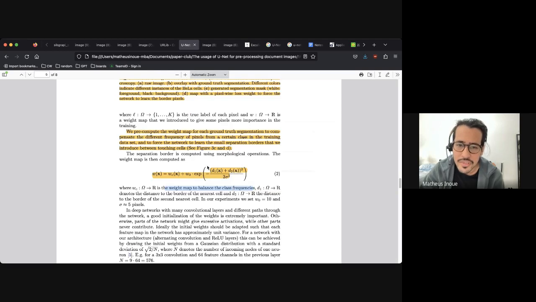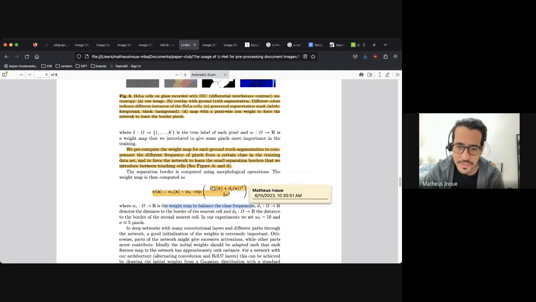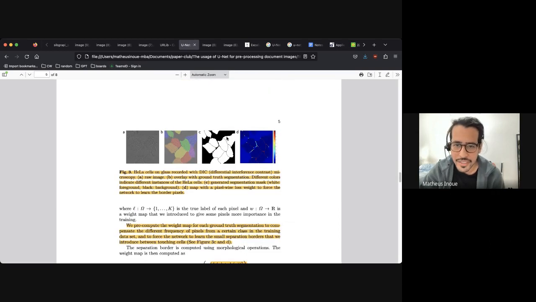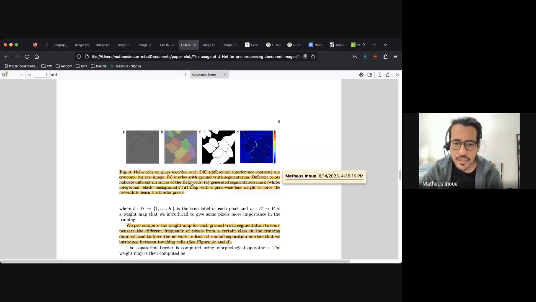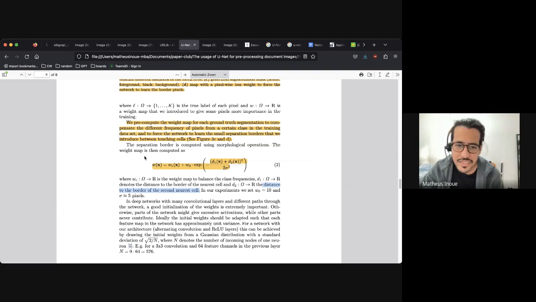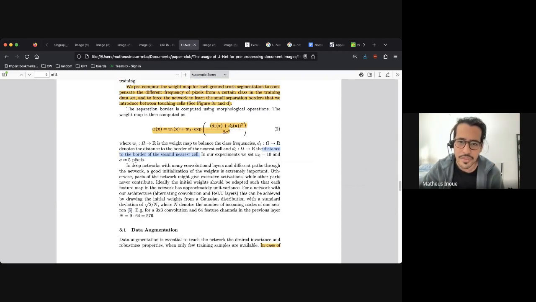And then to compute this weight, they use the distance to the border of the nearest cell and the distance to the border of the second nearest cell, right? Because if you're just near one cell, it's okay, making a mistake is not a big issue. But if you are between two cells, now it's costly, because you're making a mistake, saying this is actually a cell, when you're just merging two different cells, which shouldn't happen. So that's why they do that. They compute this weight map to improve results.